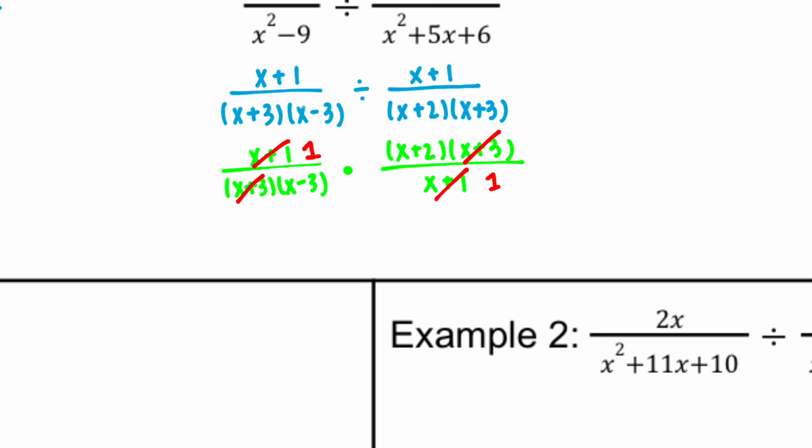We are now going to start multiplying stuff. So I have 1 times x plus 2. That leaves me with x plus 2 on top. Over, I have x minus 3 times 1. So that also leaves me with just x minus 3. I can't simplify this any further, so you are done.